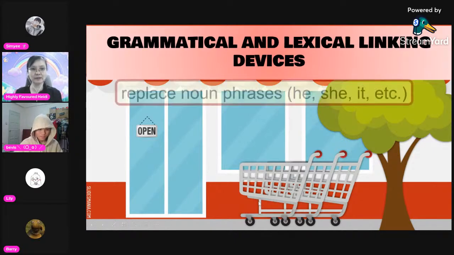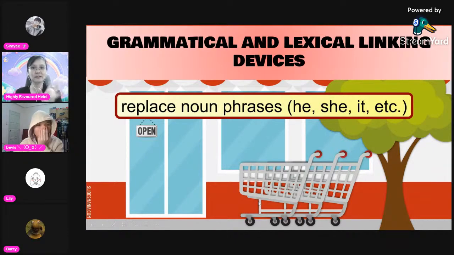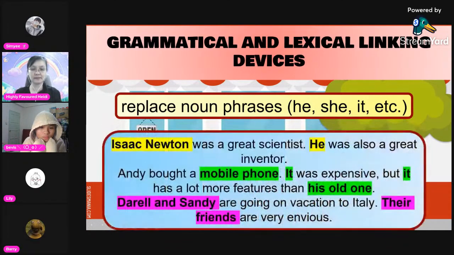Let's have a look. I always mentioned to you before in our email that phrases or pronouns are one of the cohesive devices. Now this is the one: grammatical and lexical linking devices.